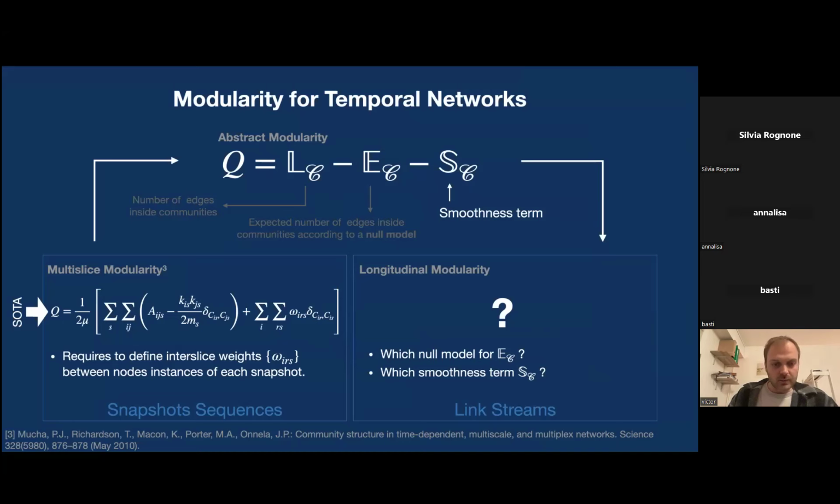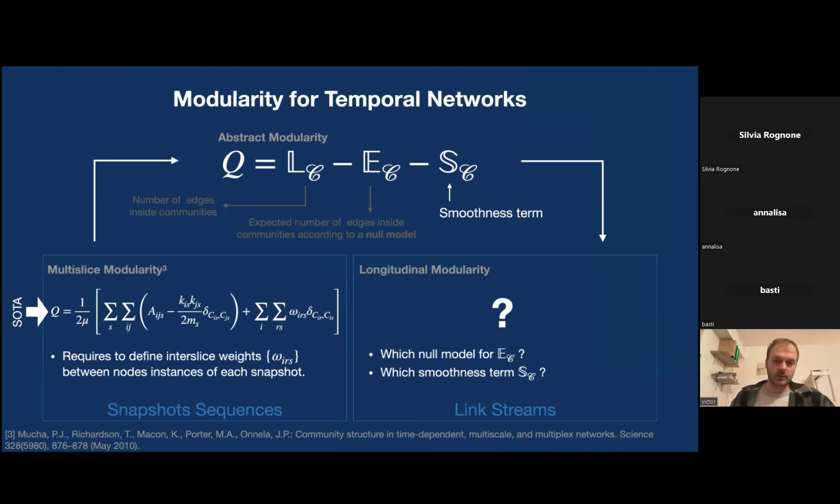And you can see that the multi-slice modularity actually is the sum of the modularity of each snapshot with a null model for each snapshot, plus a null model which is based on artificial edges built between node instances of each snapshot. So it gives the formula that we have here. It's not exactly like I said, you have to renormalize some things, etc. But basically, it's what I said.